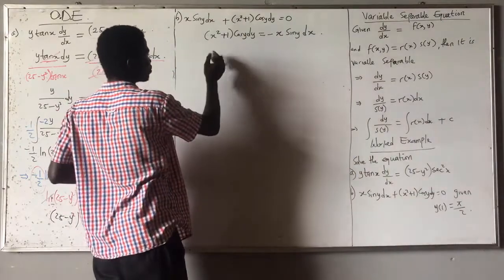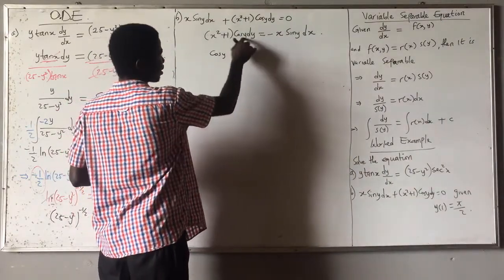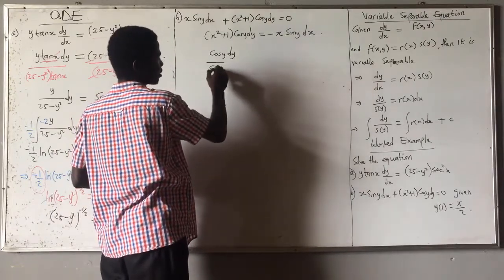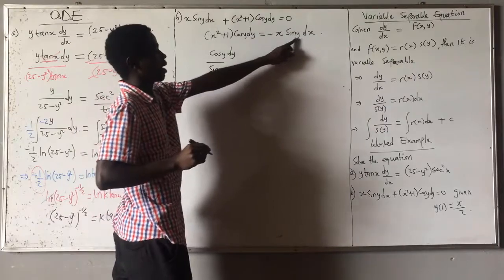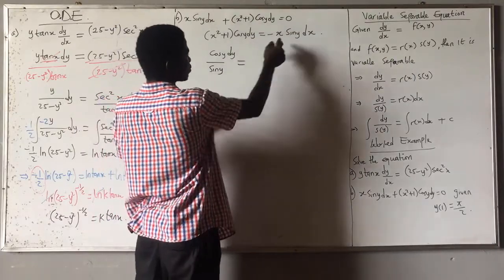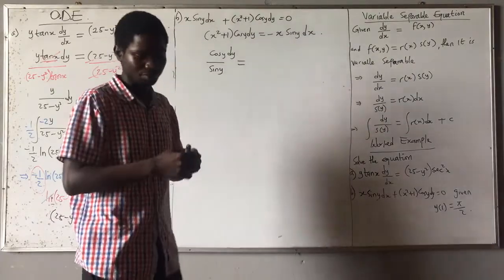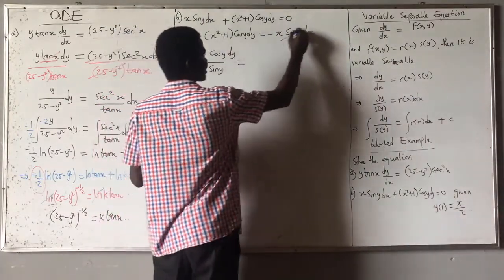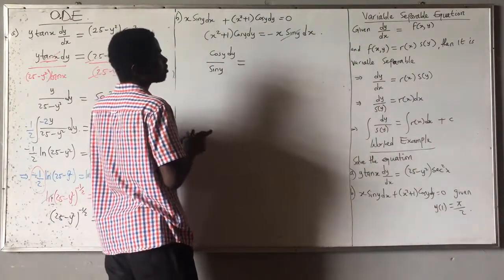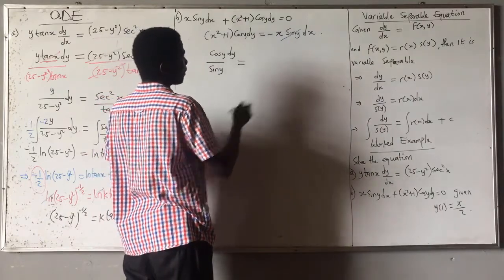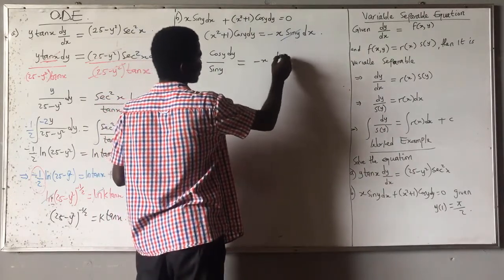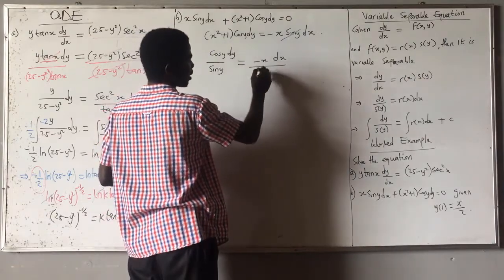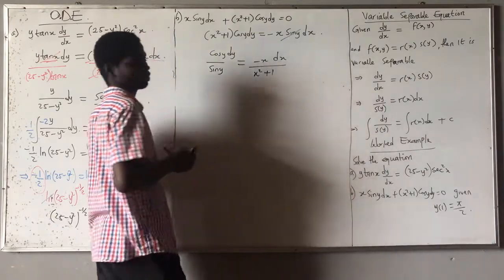So now take x, let it come here, bring y, let it come here. So actually you'll be left with cos y dy over sin y, sin y has come here, is equal to what is left. Sin y is already here, so that means it has left. What is left here is minus x dx all over x squared plus 1. Do you understand?